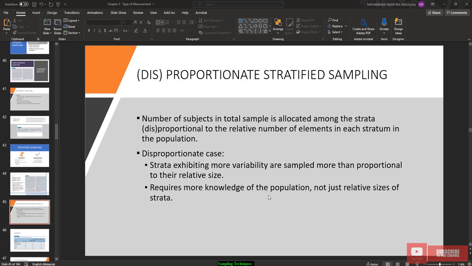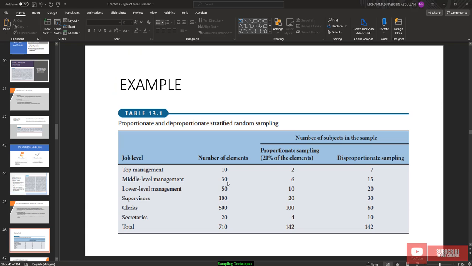It means that maybe you are grouping a population into several groups, and these groups have no equal proportionality when you select the sample. It depends on the sample size. So this is an example of proportionate and disproportionate. If you can see, for proportionate we're selecting 20% of the elements, and here we're selecting 70%. But for disproportionate, we're still selecting a total of 142 samples, right?